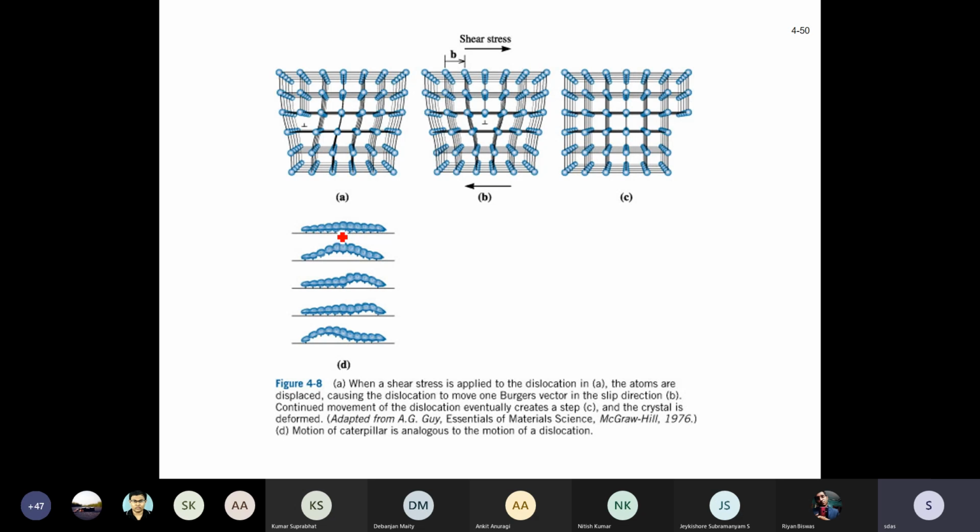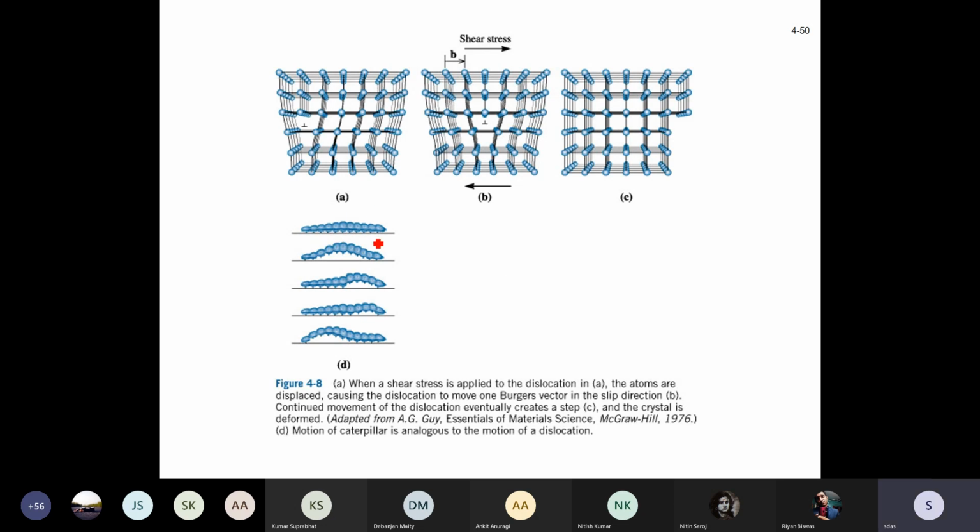If you look at the caterpillar, how do they move? Please switch off your microphone. One of you has switched on your mic. Please switch off the microphone.